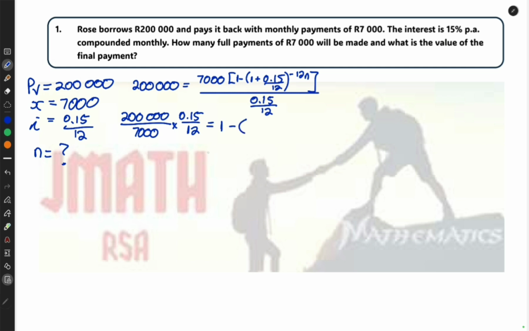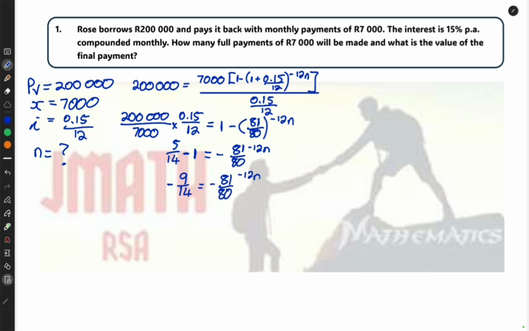If I type that left-hand side in the calculator, it tells me this whole thing simplifies to 5 over 14. I'm also going to simplify this bracket, which simplifies to 81 over 80, still to the power negative 12n. Now I'm going to take the 1 that's in front and take it over, and that becomes a negative, and I'm left with minus 81 over 80 to the power minus 12n. If I simplify a little bit further, I get minus 9 over 14 equals minus 81 over 80 to the power minus 12n.